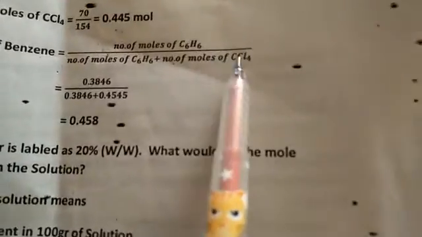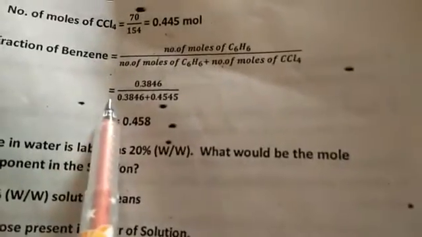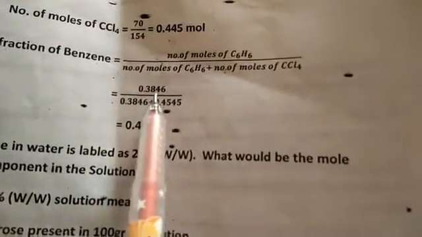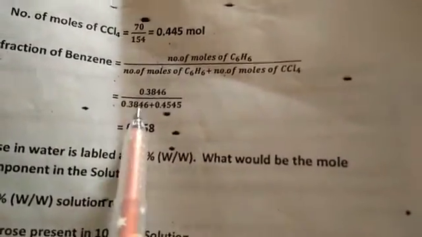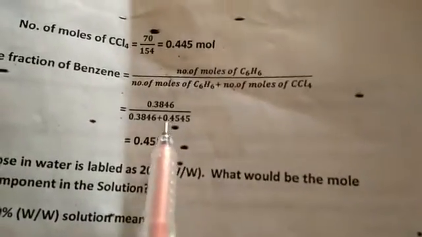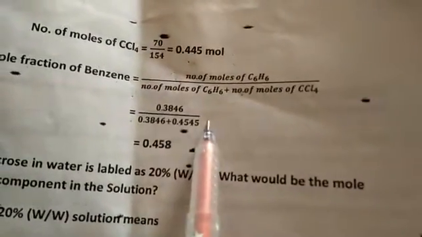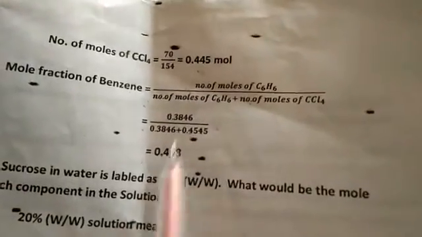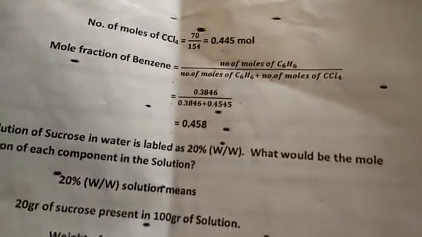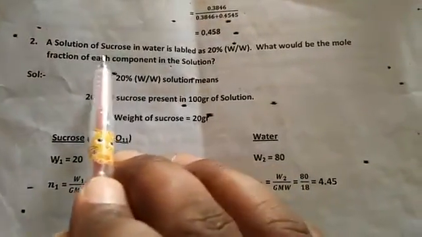So mole fraction of benzene equals number of moles of benzene by number of moles of benzene plus number of moles of CCl4. So 0.3846 by 0.3846 plus 0.4545 equals 0.458. Second problem. A solution of sucrose. What is the molecular formula of sucrose?